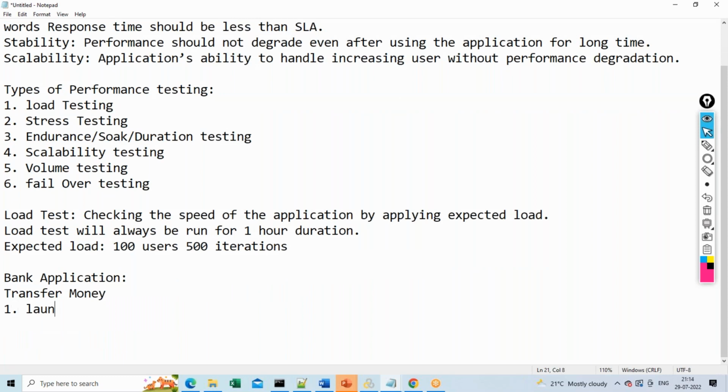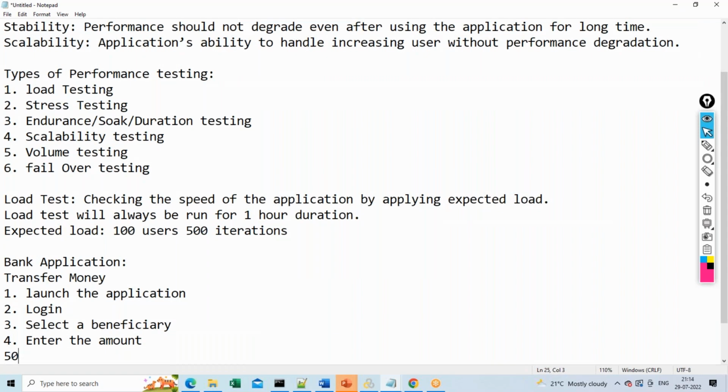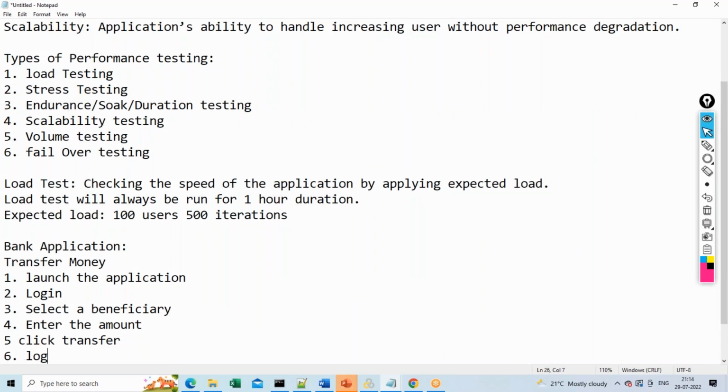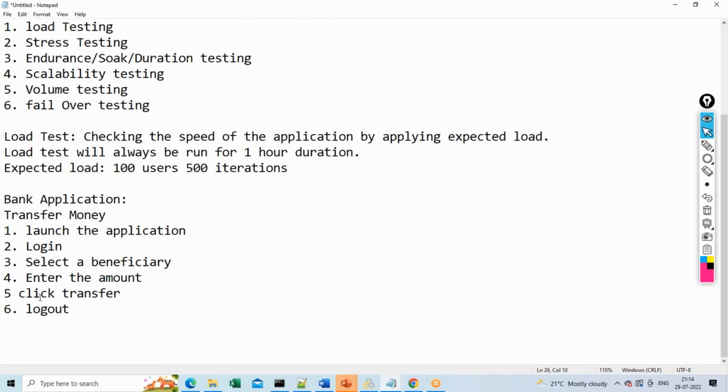First you will launch the application. Then you log into the application. Then you select a beneficiary, you enter the amount to be sent, and then you click transfer or send amount, whatever it is, and then log out. These are the steps that are involved in the transfer money scenario.